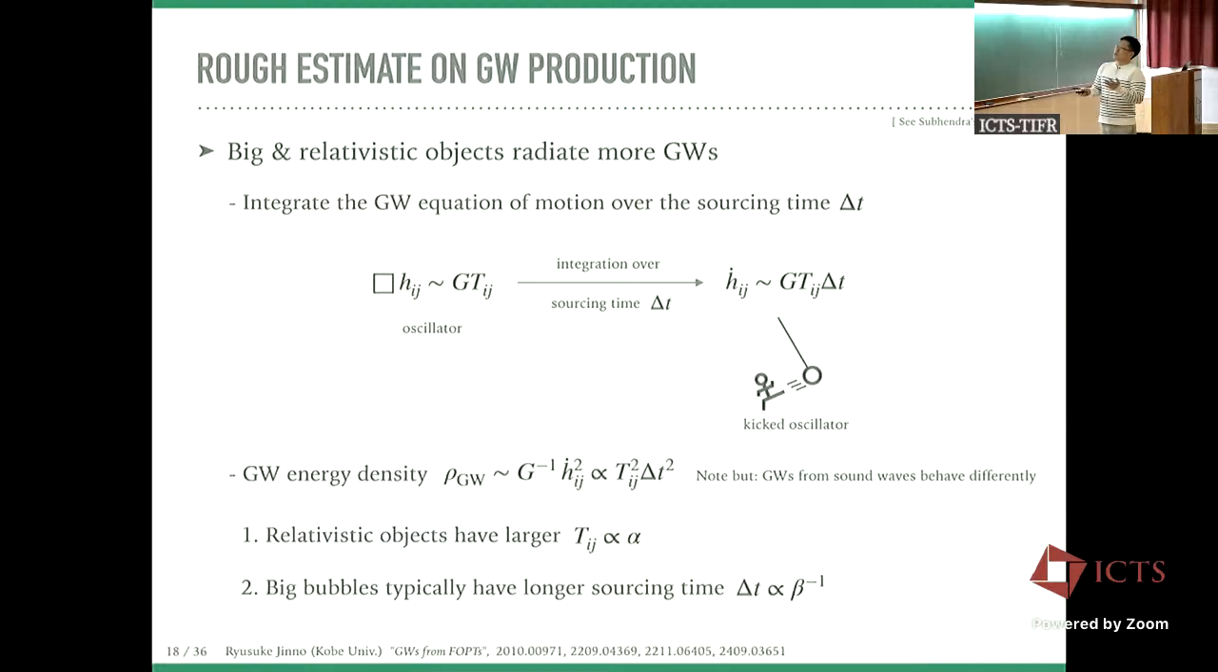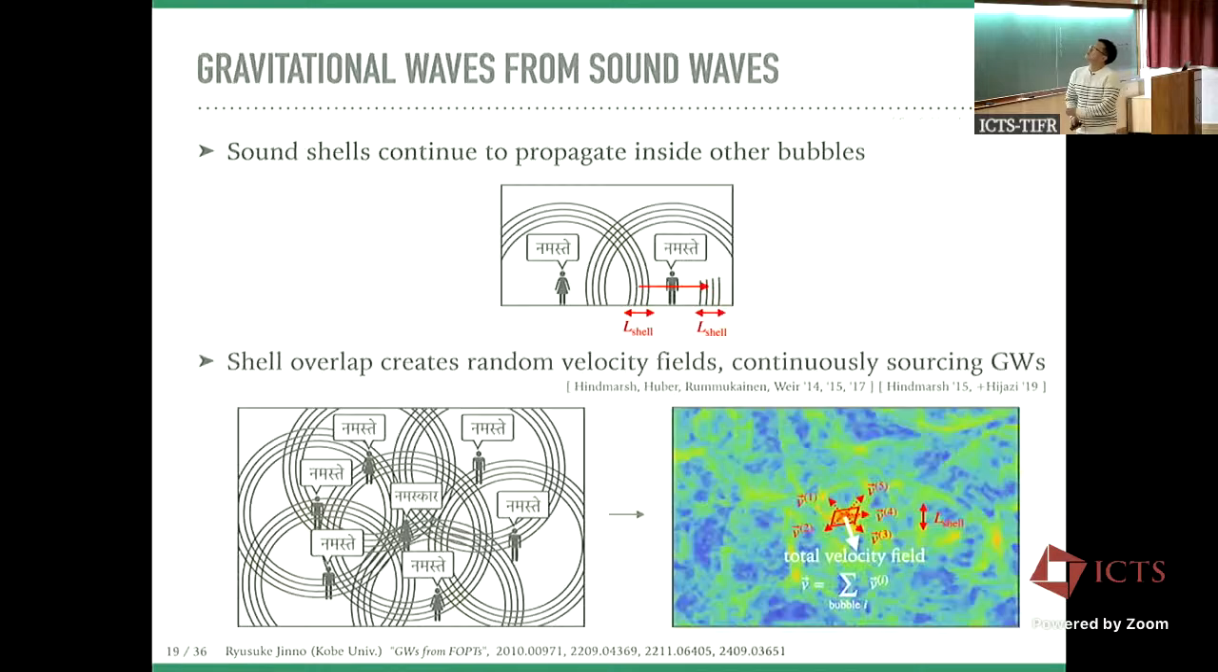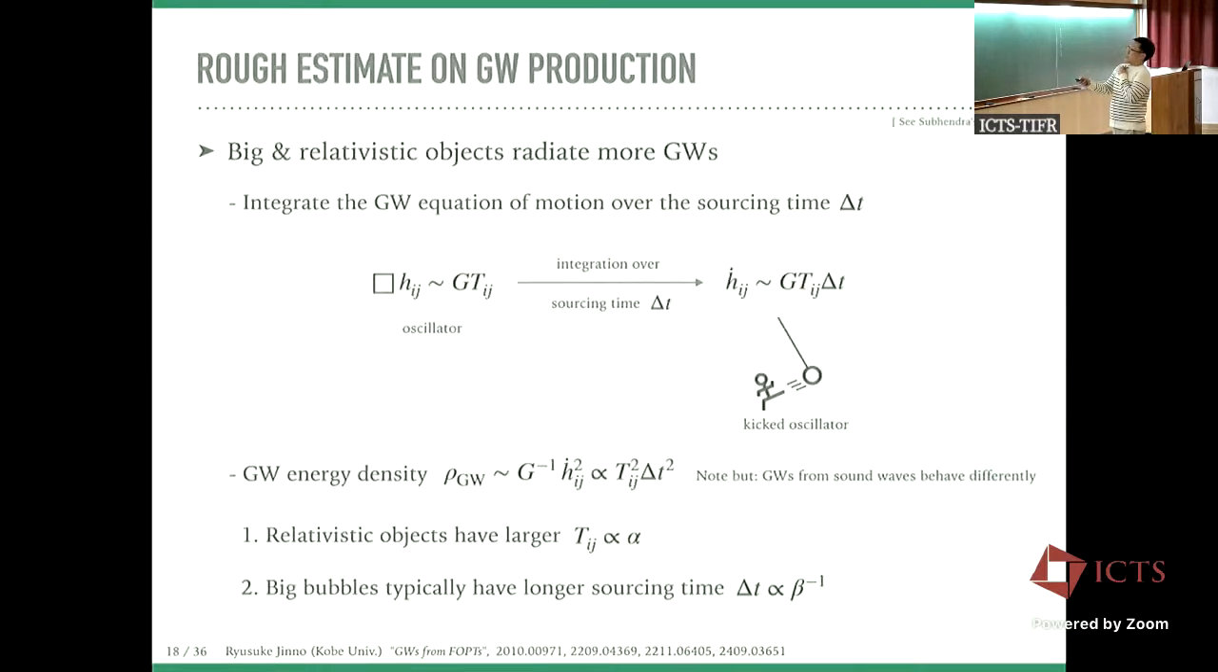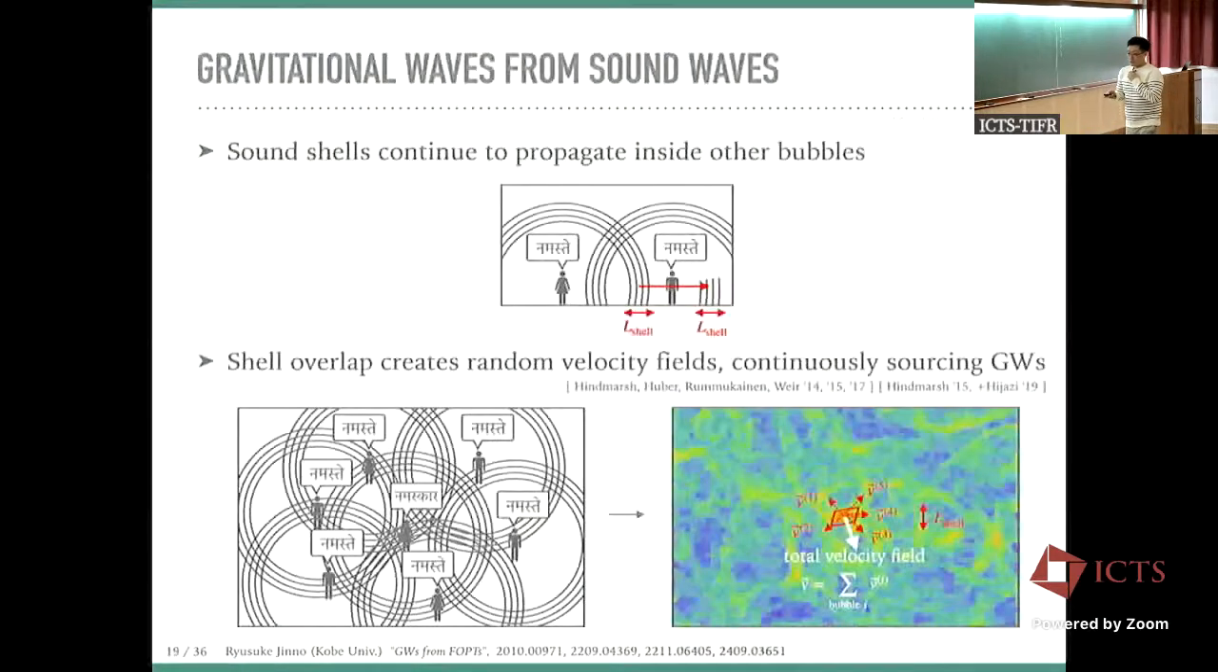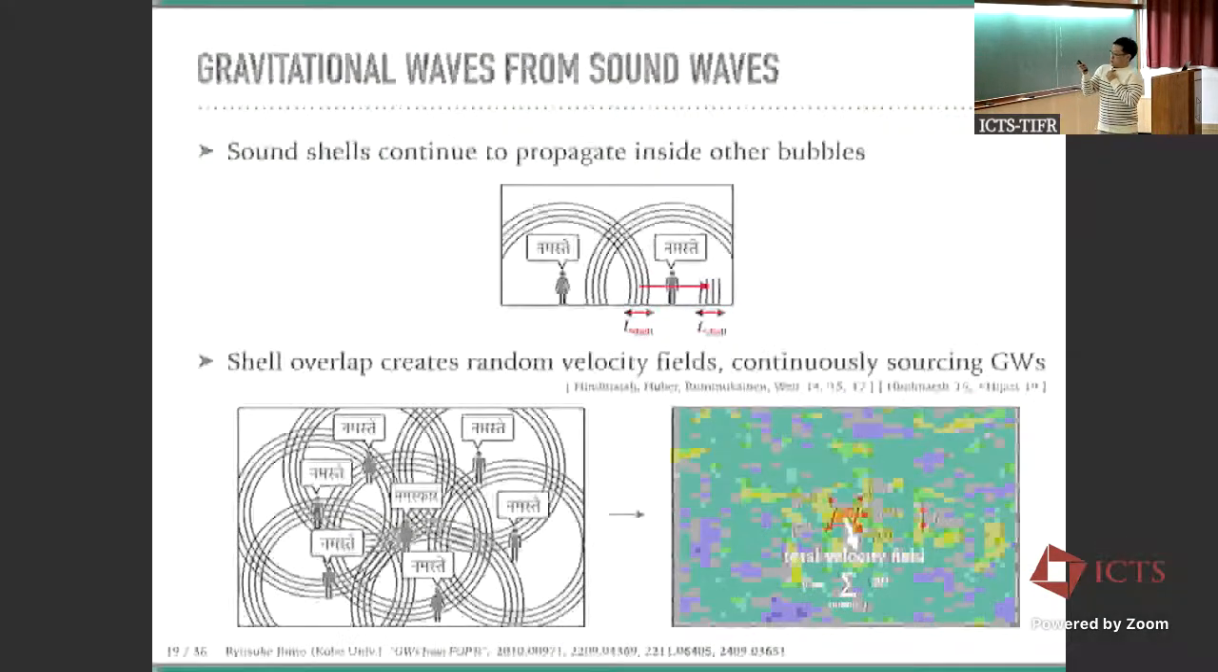So as you can see, big means a smaller beta, and relativistic means larger alpha or larger T_ij. Big and relativistic objects radiate more gravitational waves. And as I wrote here, gravitational wave production from sound waves behaves a bit differently, so I will comment on that. I'm not sure if this is correct. Please tell me if this is correct.